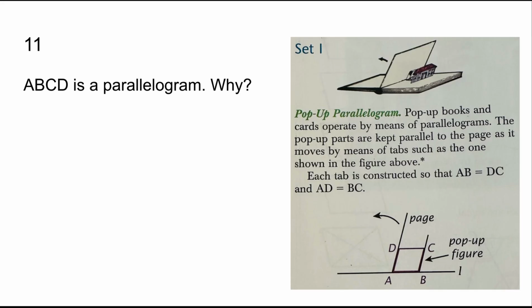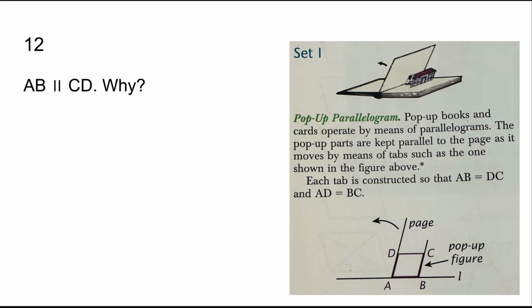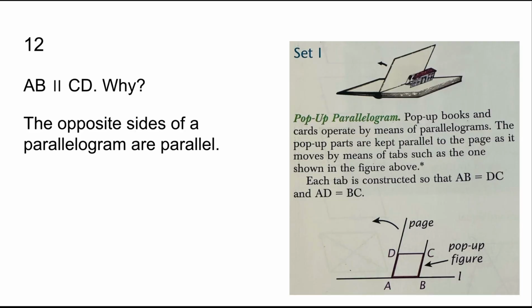AB is equal to DC. AD is equal to BC. And so therefore we know that we are dealing with opposite sides that are equal. Two sets of opposite sides that are equal. And so a quadrilateral is a parallelogram if the opposite sides are equal, right? That's how we know this is a parallelogram. AB is parallel to CD, our two top and bottom lines. Well, the opposite sides of a parallelogram are always going to be parallel.